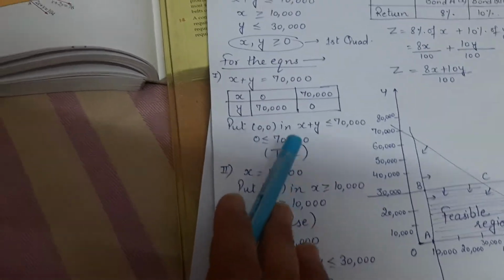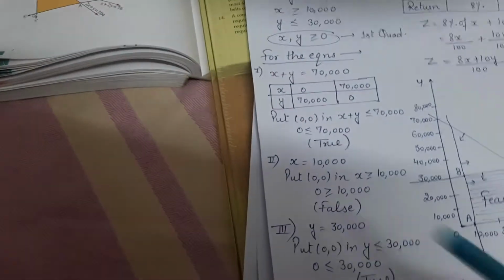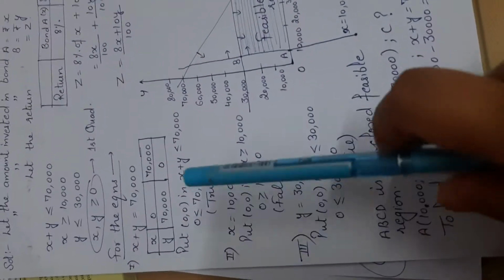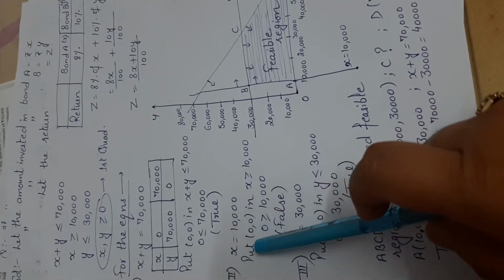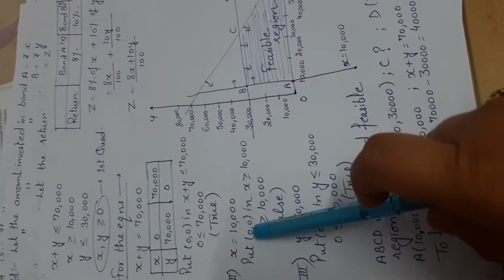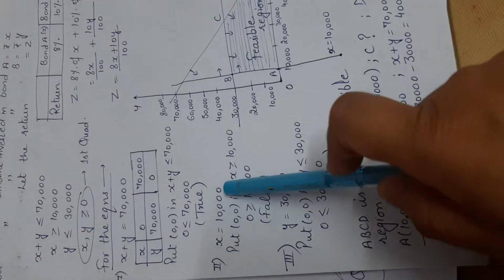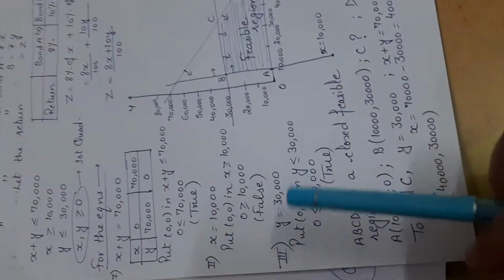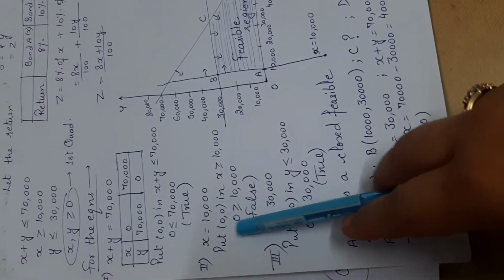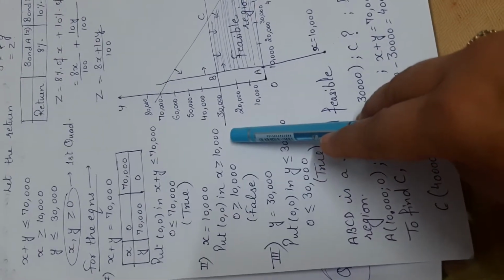And another inequality is x greater than or equal to 10,000. So x is equal to 10,000, I have taken as the second equation. Whenever we substitute 0, 0, it is again not lying on this line. In x is equal to 10,000, y is not here, x is 0, so 0 is not equal to 10,000. So 0, 0 is not lying on this equation. So we'll substitute in the inequality x greater than or equal to 10,000.